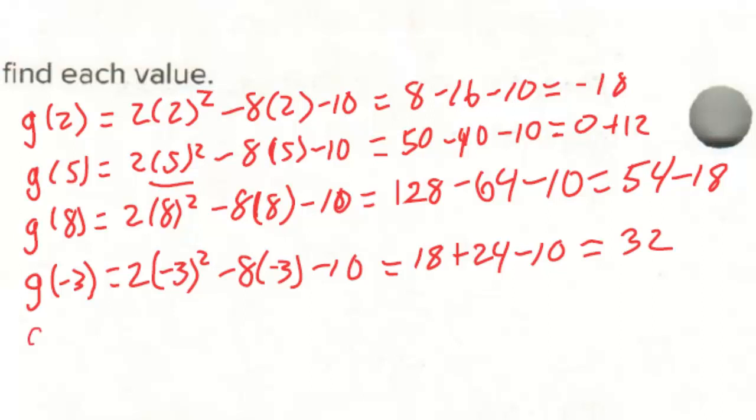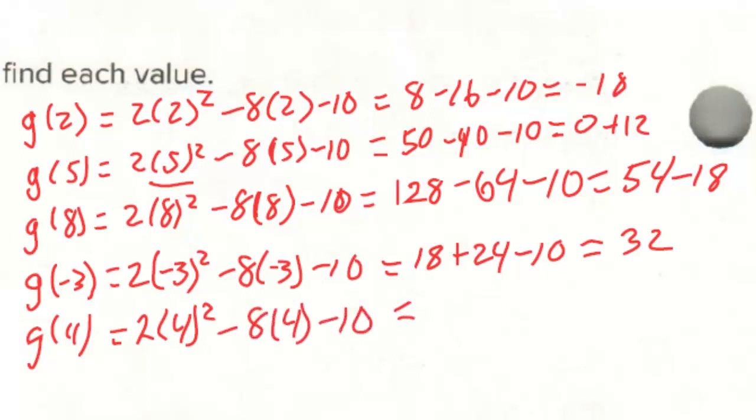Let's evaluate g of 4. So g of 4 is going to be 2 times 4 squared minus 8 times 4 minus 10. Don't forget to do the square here first. So 4 squared is 16. 16 times 2 is 32. Negative 8 times 4 is negative 32. And then minus 10. And you'll see that these zero out. Those are additive inverses. So I have a negative 10 left over.